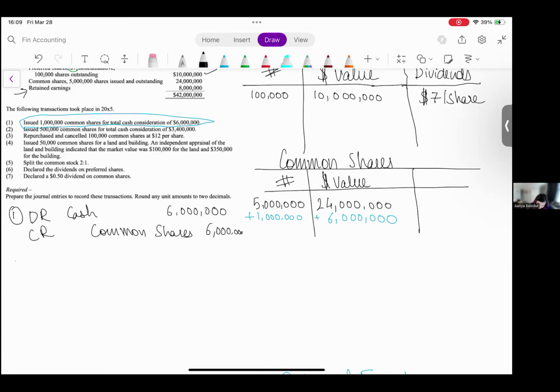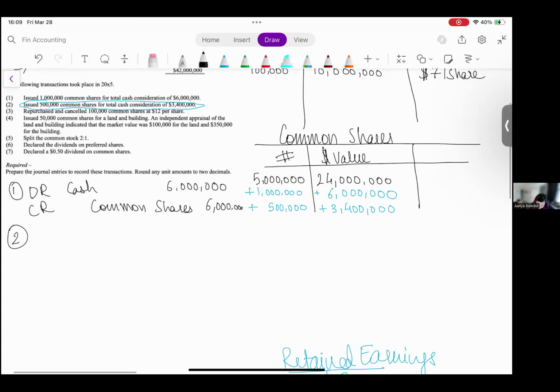Right? Now, next part 2 tells us that we've issued a further 5,000 common shares, the value of which is 3,400. So let's add 500,000 more shares to that, the value of which is 3,400. And let's put the journal entry. So we're receiving cash, so let's debit cash, and we are increasing number of common shares, we're issuing shares, so that's a credit to that. And the amount is 3,000.